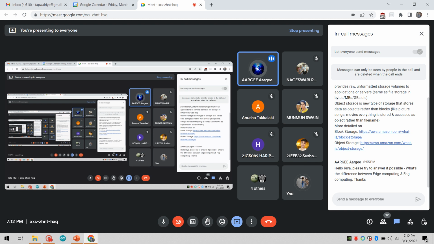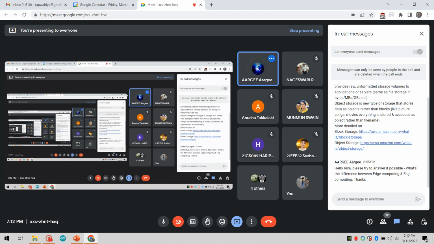What if I use my mobile phone for analysis? That also becomes a fog then. No, your mobile phone is going to generate the data, and if it is also analyzing the data, then it will be the example of edge computing. Why not fog computing? That is my question.